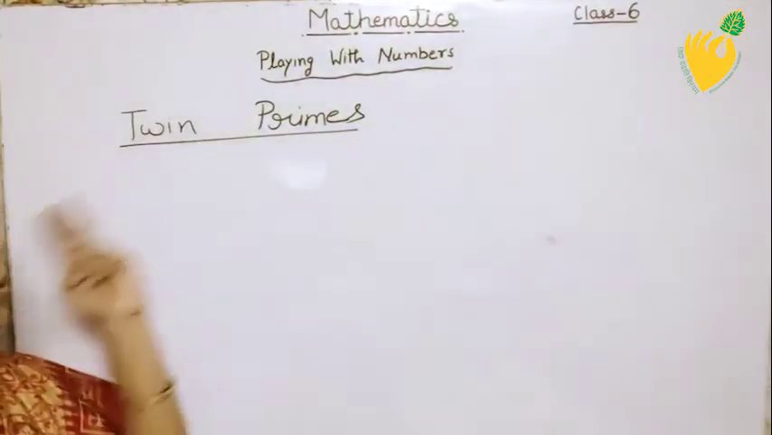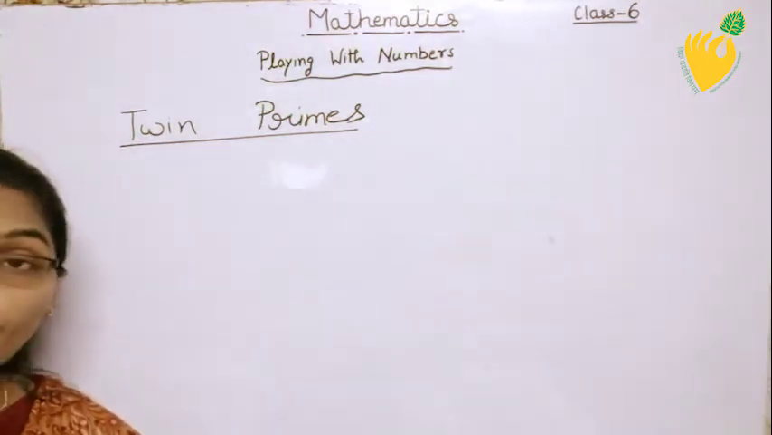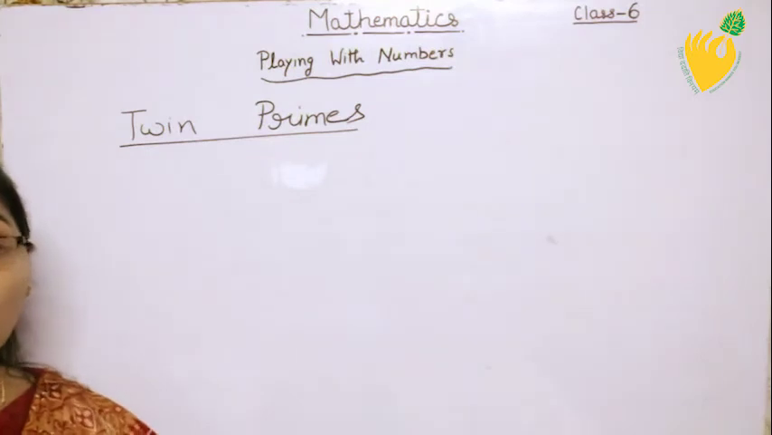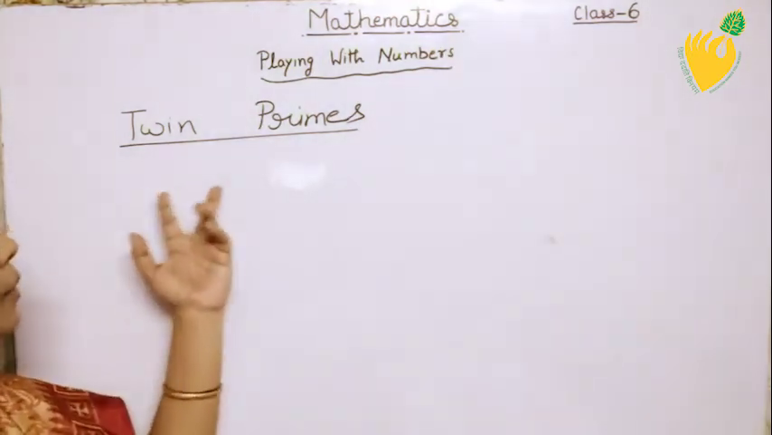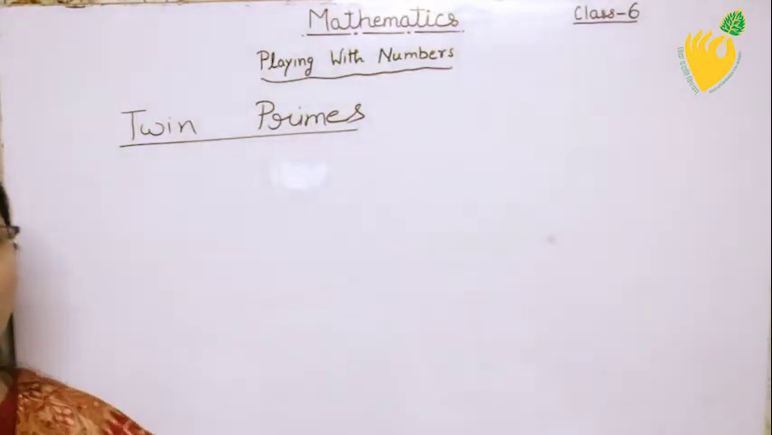Now students, what are twin prime numbers? Twin means 2, and twin represents the pair. 2 represents the pair of anything, students. So twin prime numbers can be defined as the pair of prime numbers with the difference of 2.